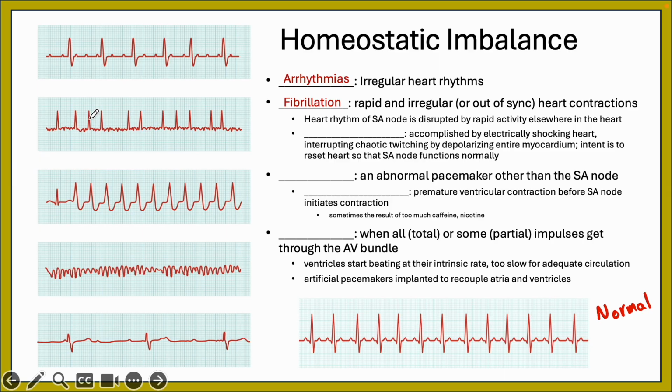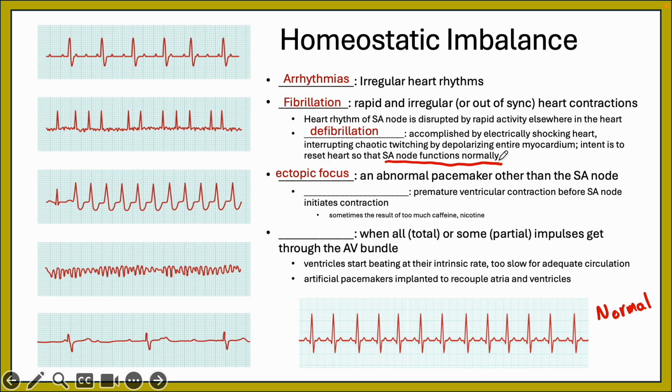You can have fibrillations, so rapid and irregular or out of sync heart contractions. This happens when the rhythm of the SA node is disrupted by rapid activity elsewhere in the heart. You may have heard of a defibrillator. So defibrillation is not really trying to restart the heart. When you see people trying to start a stopped heart by putting a defibrillator on it, that's not what it does. What it's trying to do is reset the heart so that it is twitching at the normal polarization rates. The SA node is functioning normally, so you're resetting it for the SA node.